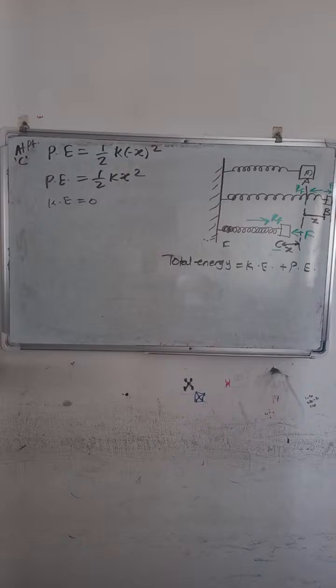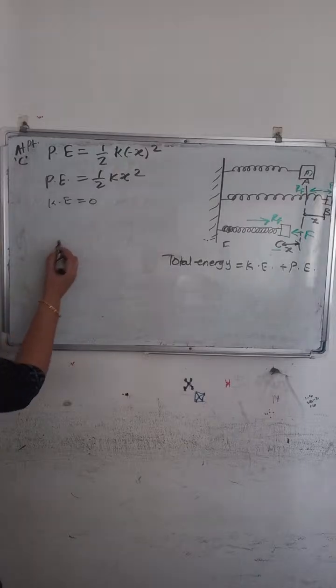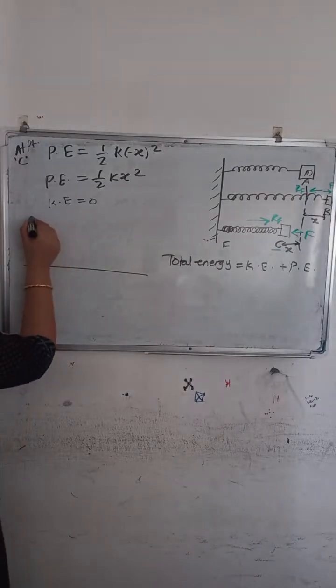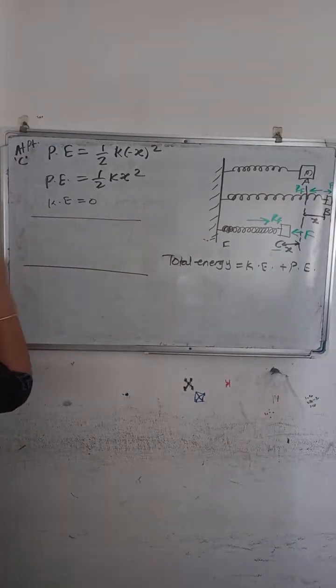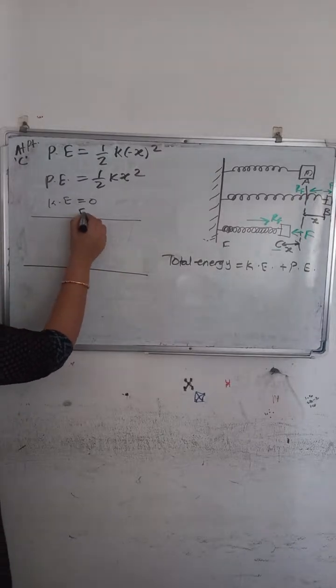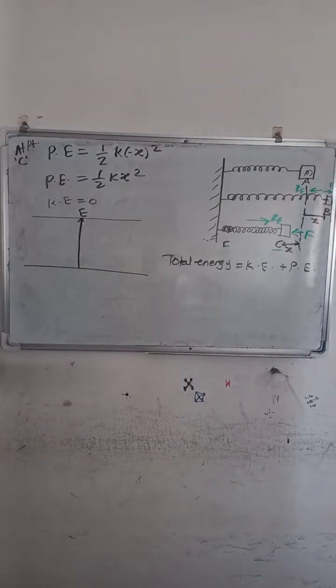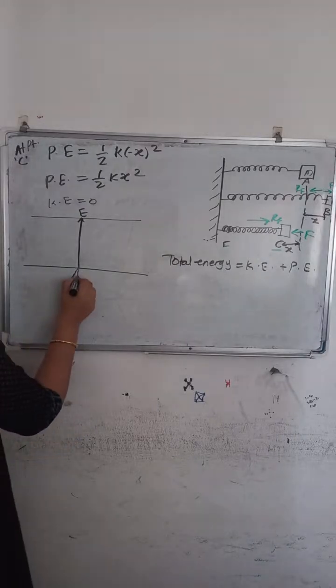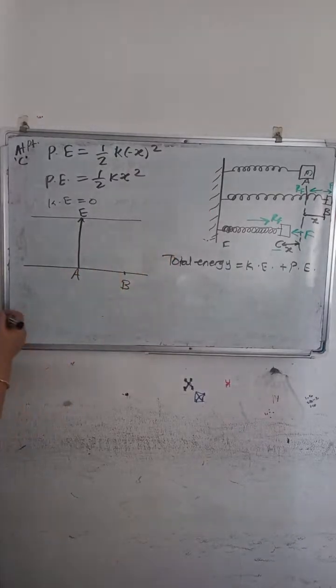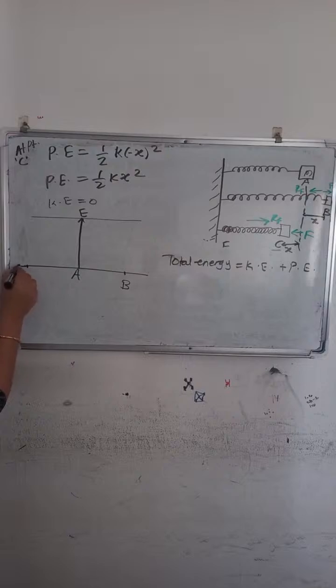And if they ask the graph for this, then you can draw the graph. So here there is a displacement. Okay, and here we have a total energy, and this vertical axis represents the energy E. Okay, so we can take our mean position A. This is B, as we took it as a positive displacement, and this is nothing but what? C. Okay, that is the displacement at the negative.